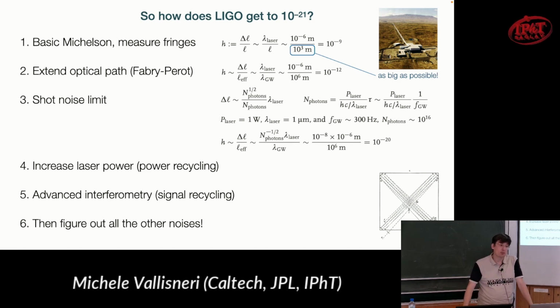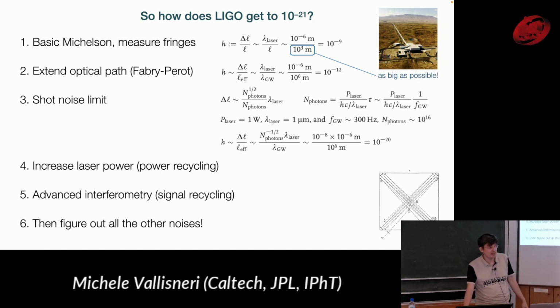You reduce that by increasing laser power, and you gain proportionally to the square root of the laser power. If we take 1 watt, which is already a decent red laser, you have 10 to the 16 photons. You do the math, and you're down to 10 to the minus 20. Okay, so closer, very good. And then you can do even smarter stuff.